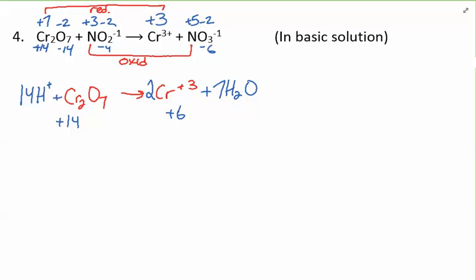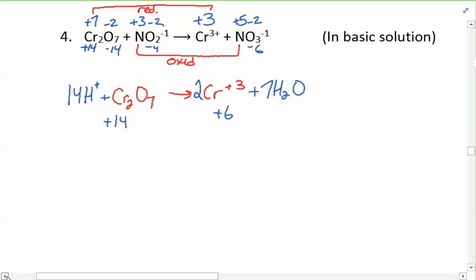I have to get these to be the same charge on both sides. So what I'm going to do is I'm going to add 8 electrons to the reactant side. 8 electrons will make this a plus 6, so I have the same charge on both sides.